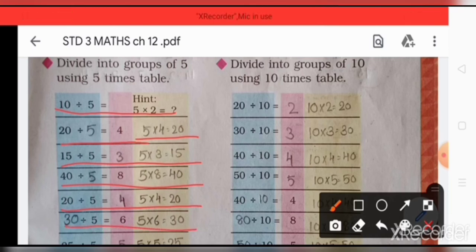Next table of 10. 20 divided by 10 is equal to 2. That means 10 2s are 20. 30 divided by 10 is equal to 3. That means 10 3s are 30. 40 divided by 10 is equal to 4. That means 10 4s are 40. 50 divided by 10 is equal to 5. That means 10 5s are 50.